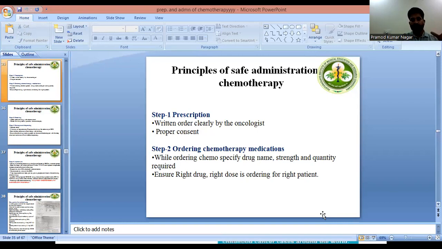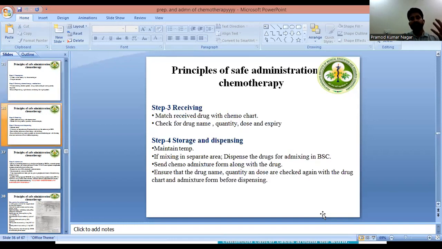Second step, ordering chemotherapy medication. When we order the chemotherapy medicine, we clearly specify the patient name, CR number, date, drug name, strength, and quantity required. Ensure the right drug and right dose are ordered for the right patient. In the third step, receiving. When we receive the medicine from the patient, check the patient name, quantity, dose, and expiry of the medication.